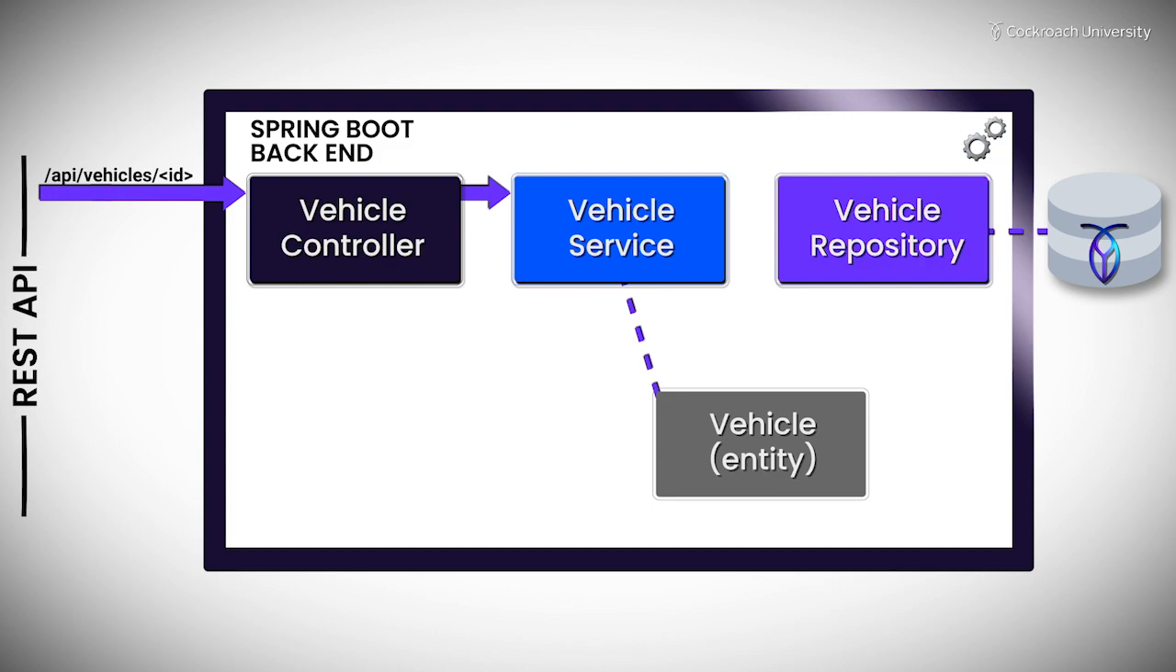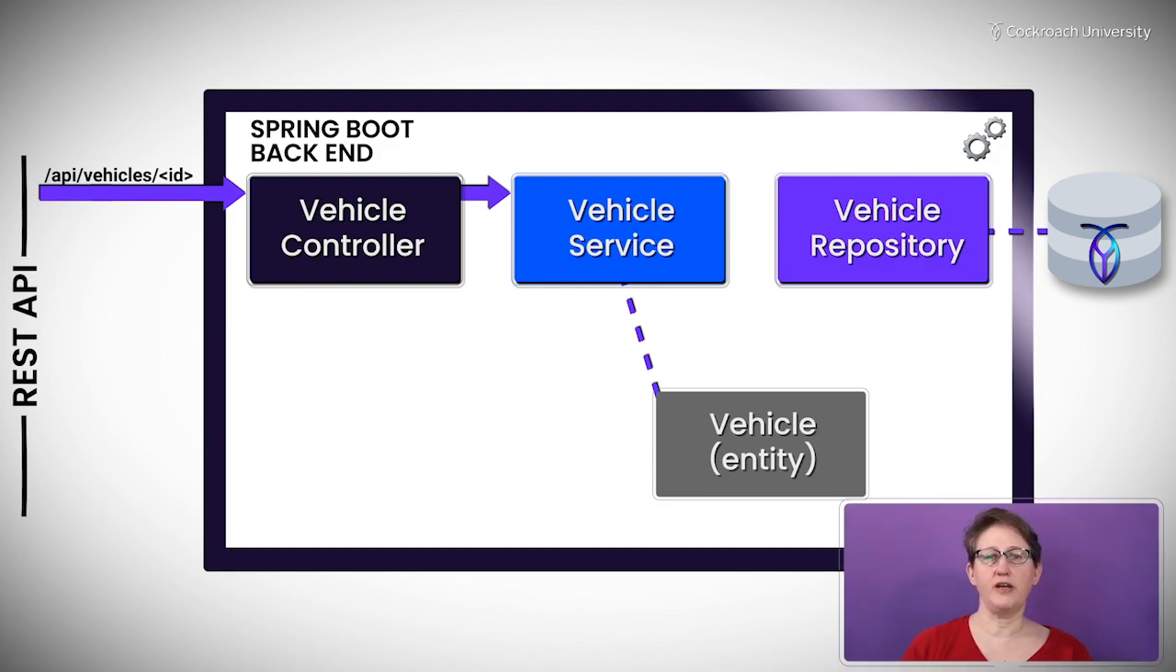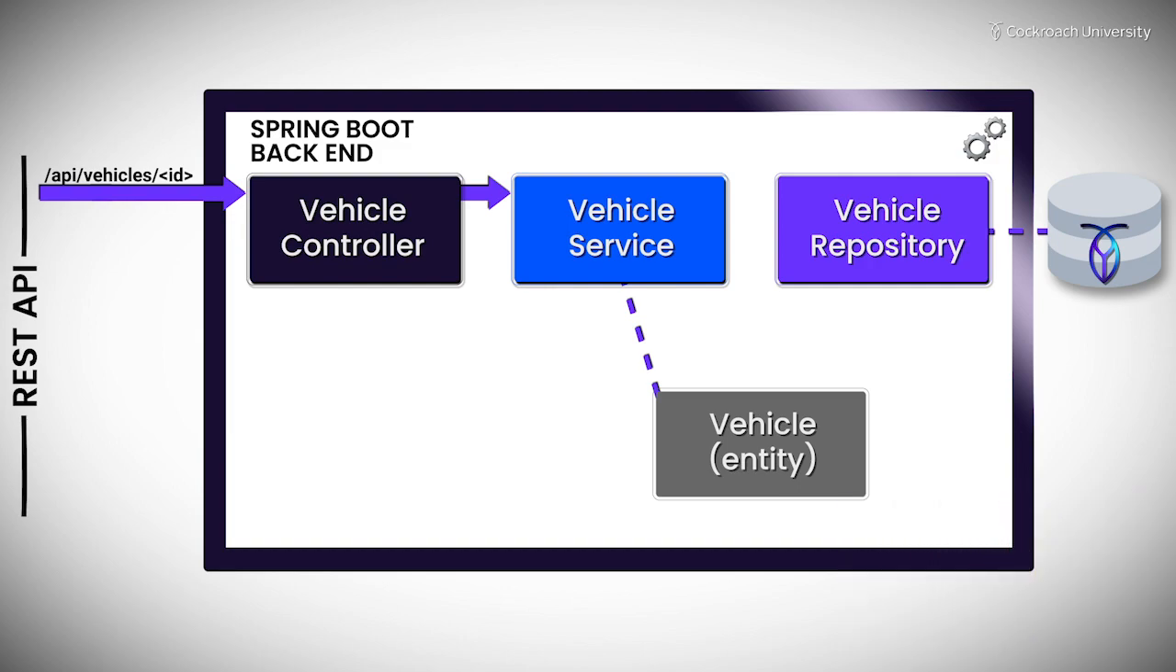Services handle objects called entities, which represent the actual data within a database table row. So here, each vehicle entity has properties for the vehicle ID, vehicle type, current battery charge, and so on. Remember that the goal in this example is to retrieve the details of a specific vehicle.